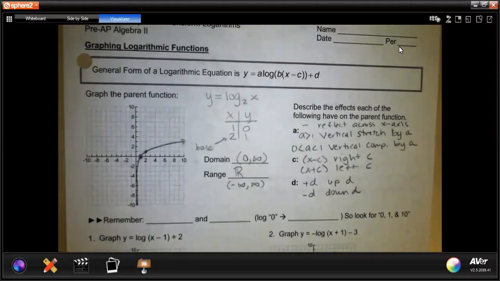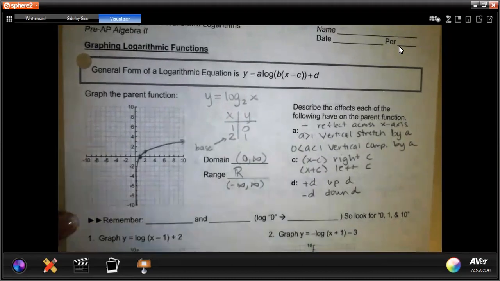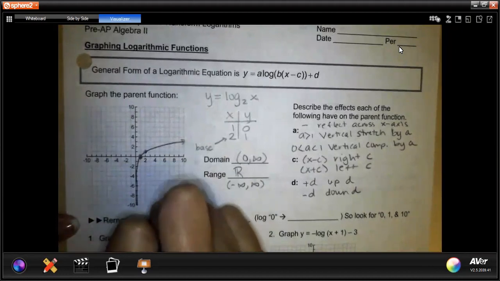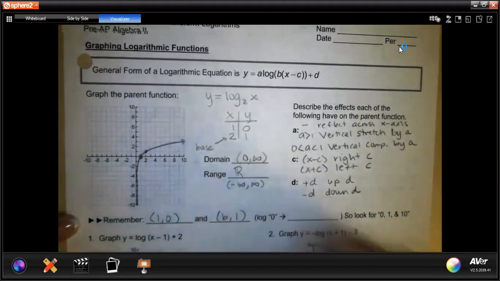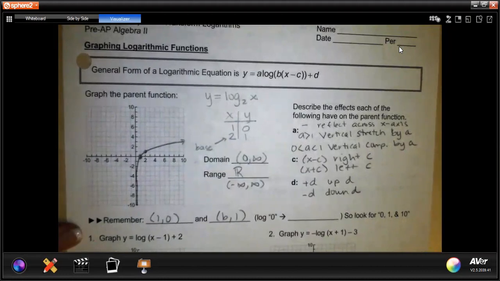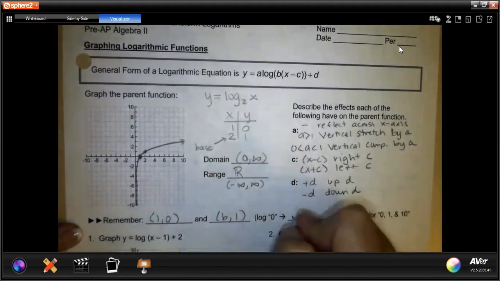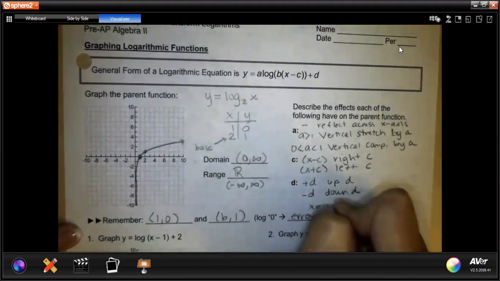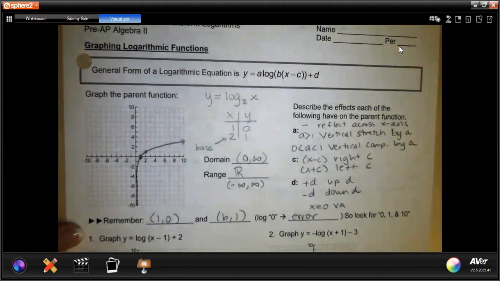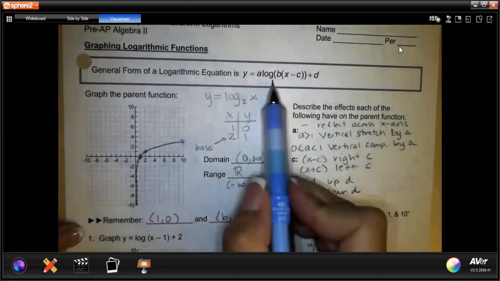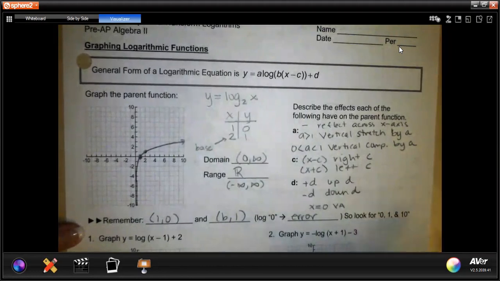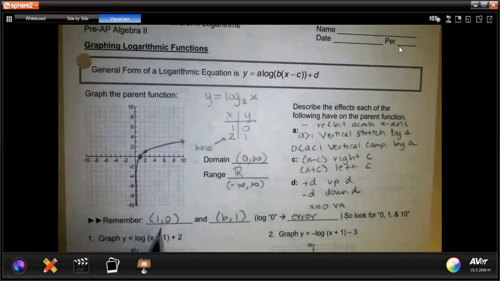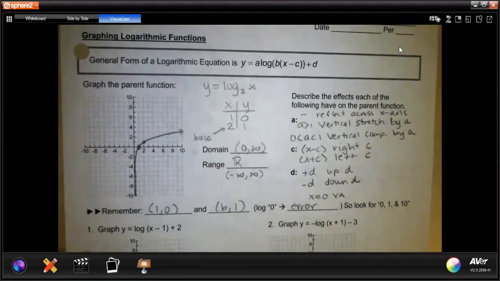All right, now that we've graphed this parent function and reviewed our transformations, there's a couple things we want to remember. Remember (1, 0) and (base, 1) are the key points that you want to use in order to graph, and that the log of 0 is an error, our first error there, and that is what creates our vertical asymptote at x equals 0. So with the log base 10, you can always remember (0, 1), (10). But the big things: (1, 0), (base, 1), and then your vertical asymptote. That will allow you to graph any log.